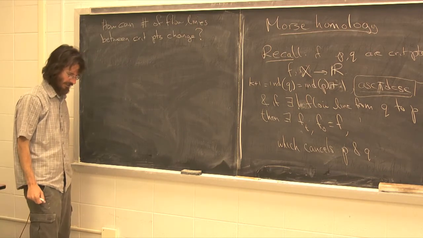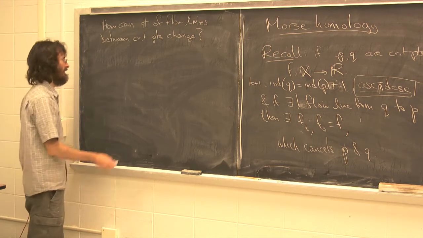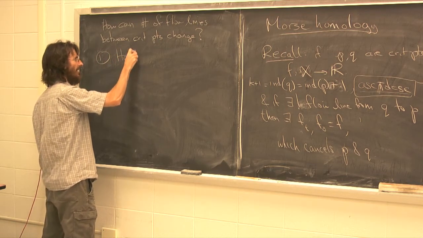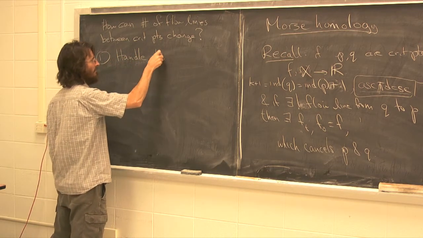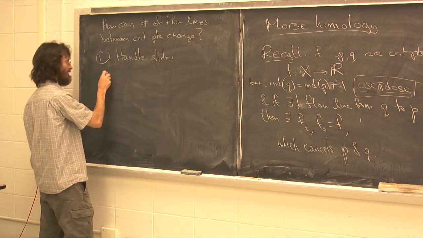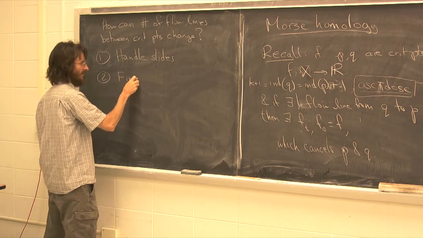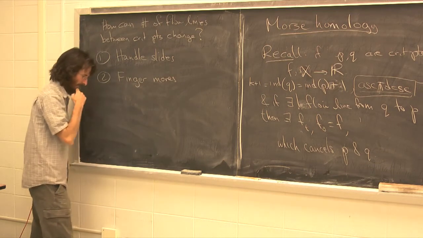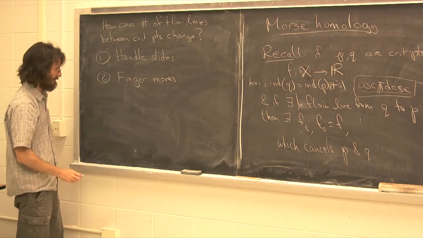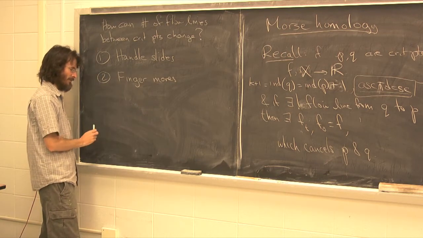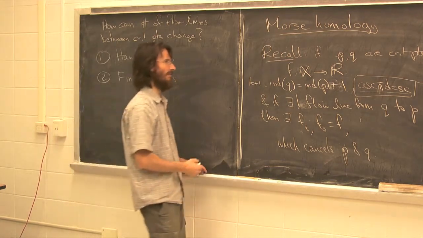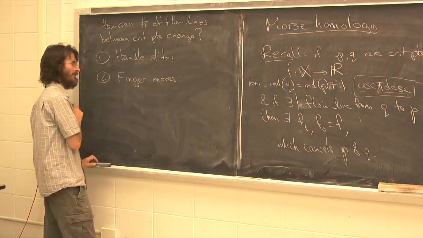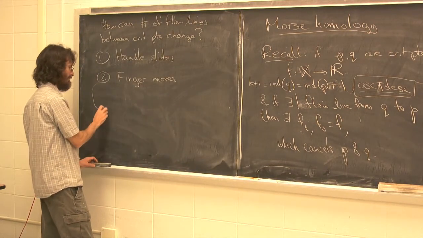So the answer is there's two things that can happen. We have handle slides, and then I haven't talked much about these yet, I briefly mentioned them before, what I'll call finger moves. I think you're comfortable with the picture of a handle slide, but let me just give you the picture again. Actually, let me do the finger move first. That's the easiest one to draw a picture of.